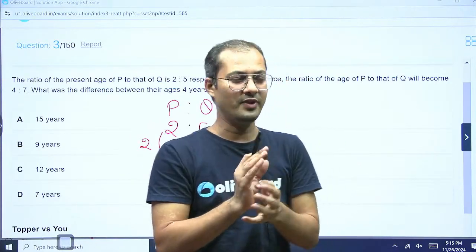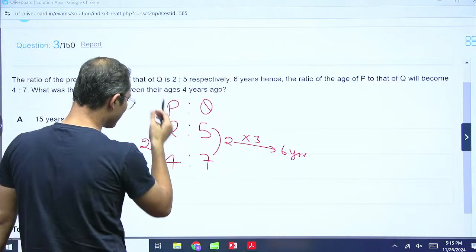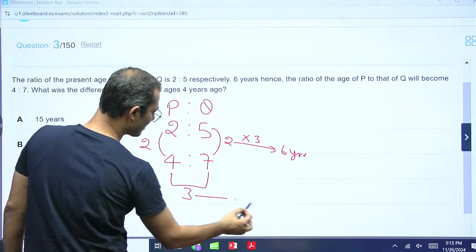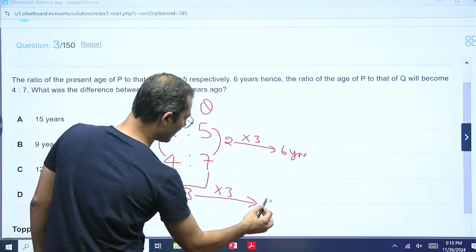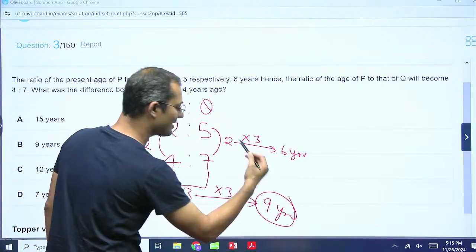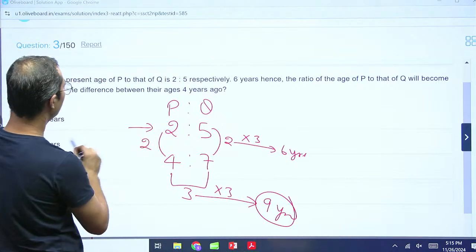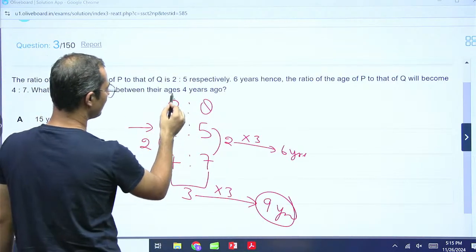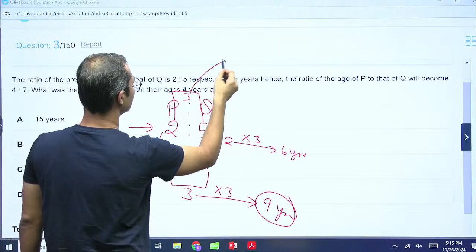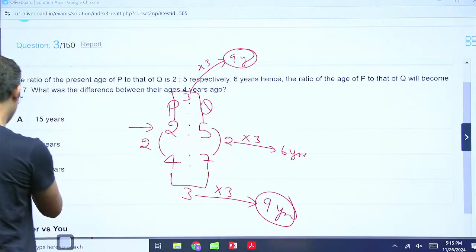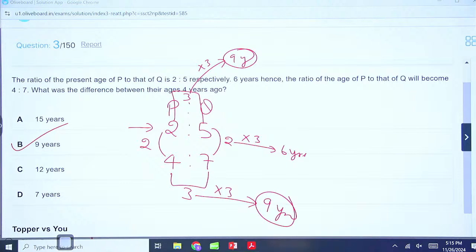We can measure this for any case. Say the difference is 3 units, where 1 unit is equal to 3, so 3 units is equal to 9 years. If we take the present ratio, the difference is also 3, so 3 into 3 is 9 years. No problem in this. So B is the right answer. Yes, B is the right answer.